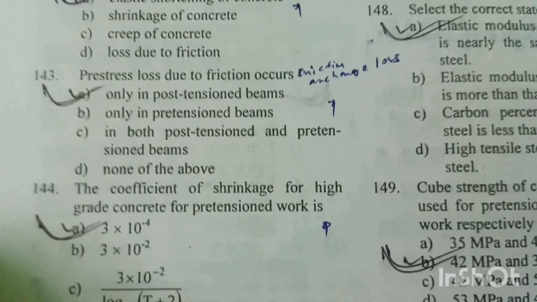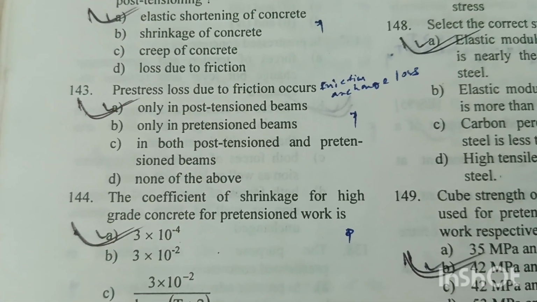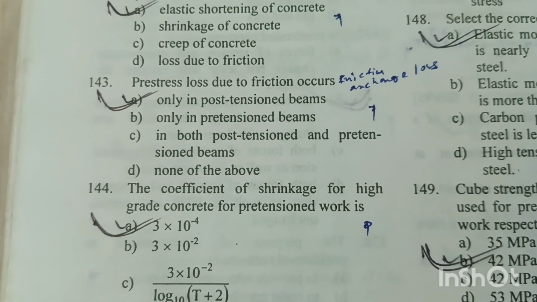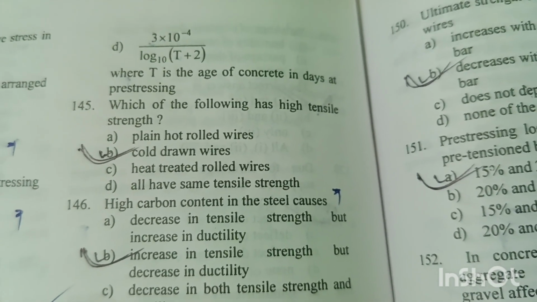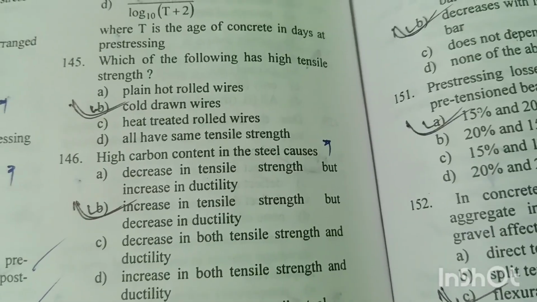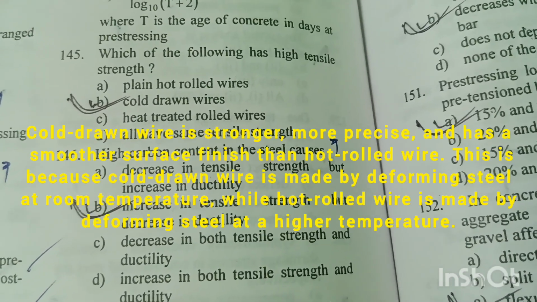Question number 144. The coefficient of shrinkage for high grade of concrete for pre-tension work is 3 into 10 to the power minus 4 divided by log T plus 2. Option A is right answer, where T is the age of concrete in days at pre-stressing. Question number 145. Which of the following has high tensile strength? Cold drawn wires. Option B is right answer.